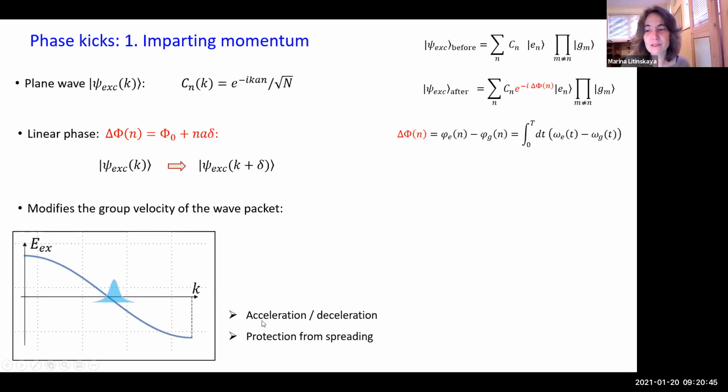We can accelerate them and decelerate them by bringing them back to the bottom of the Brillouin zone. We can protect them from spreading when we put them here at the linear part of the spectrum. We also can protect them from radiative decay, because these states decay radiatively while these do not. So we can manipulate the dynamics of the wave packet.